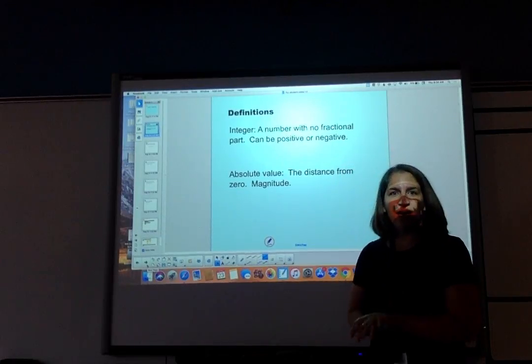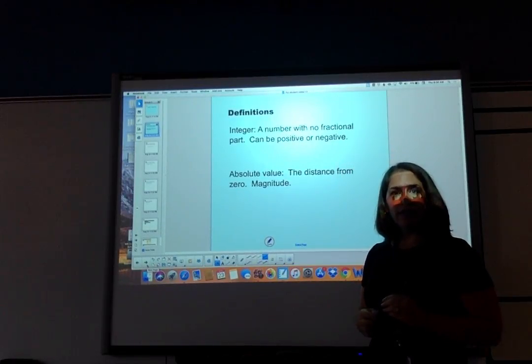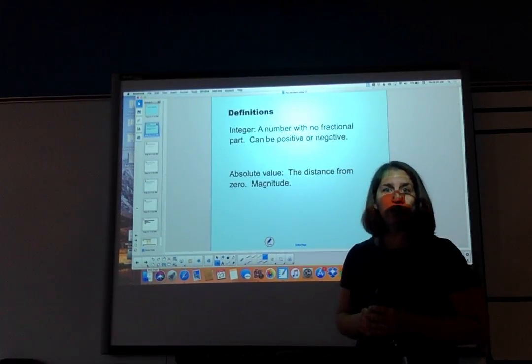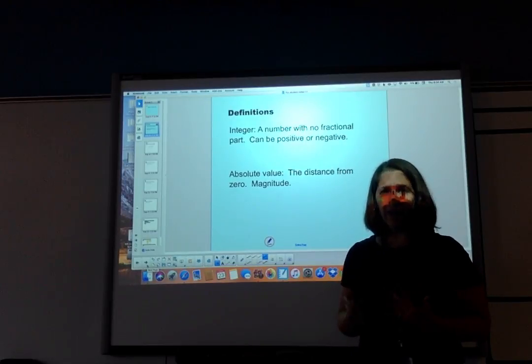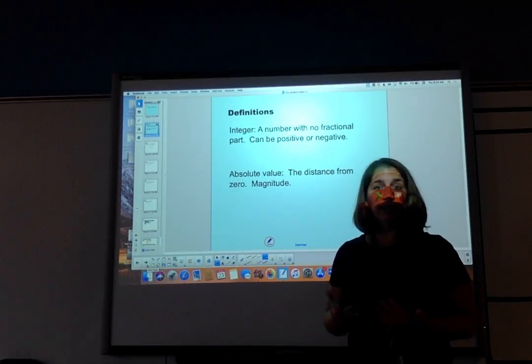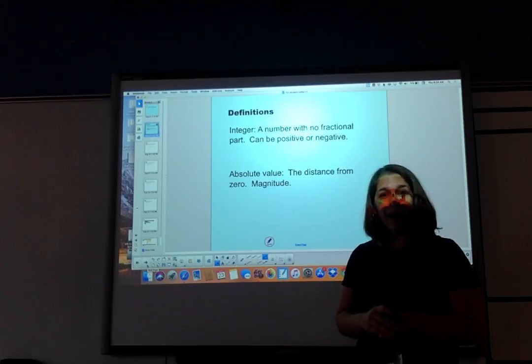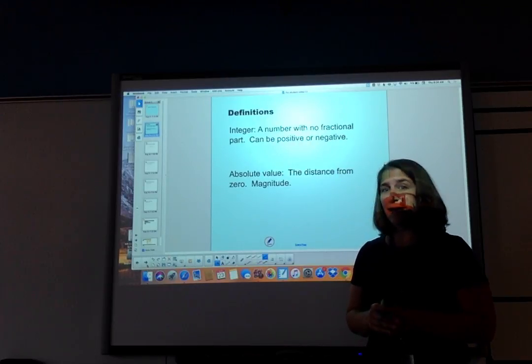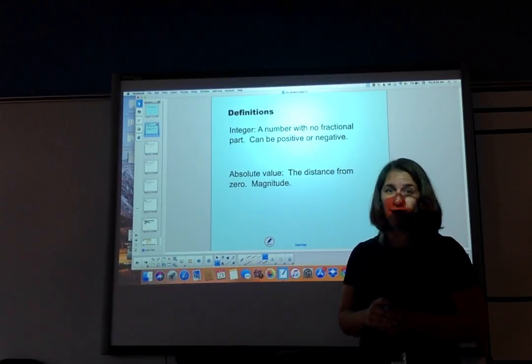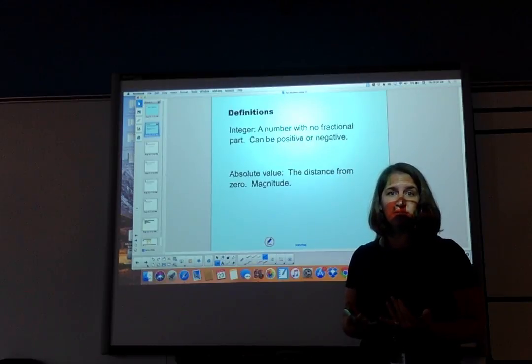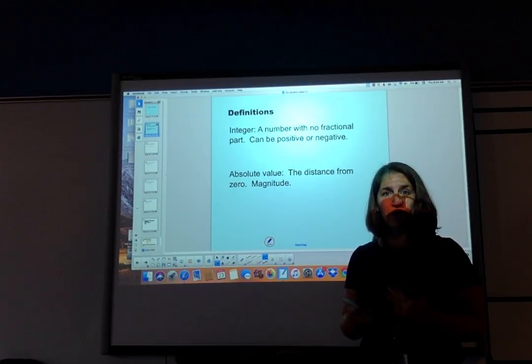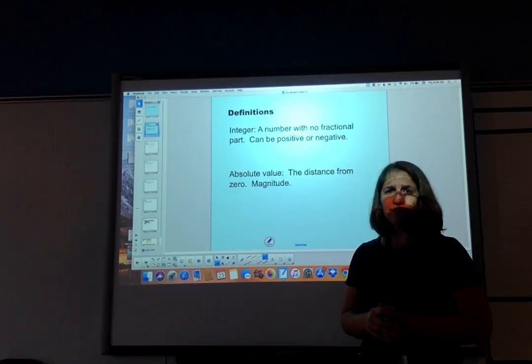To start with, we have some definitions. First of all, an integer is a number with no fractional parts. So 1.5 would not be an integer, 1 is an integer. Integers can be positive or negative. So -5, 7, -15, those are all examples of integers. No decimal part, no fractional part.